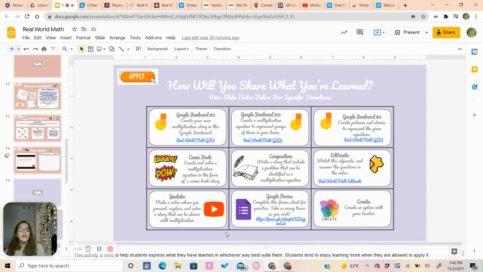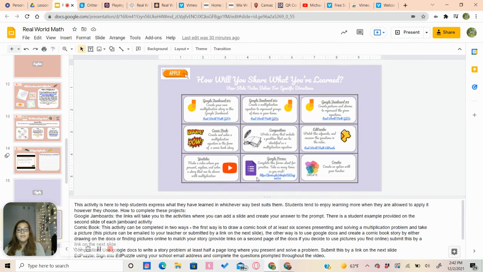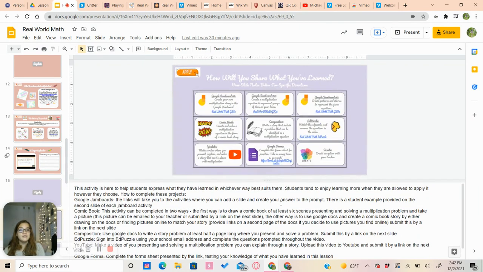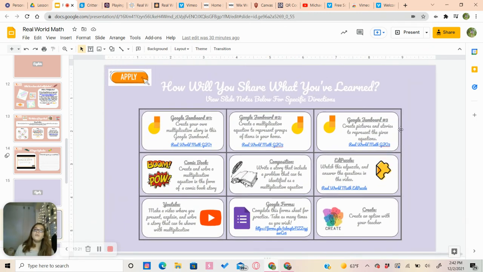And finally, we have a create option where maybe your student is really struggling with all of these options, but he or she can help you come up with a new option. That way, you are able to teach them in the way that they best learn. And so, as we pull up these notes down here, it gives directions for the students for each one of the options below or above so that they know exactly what they are to do.